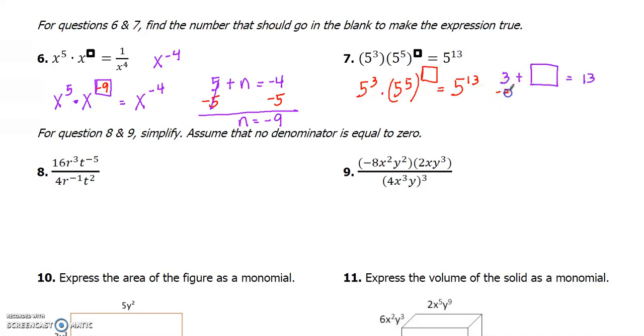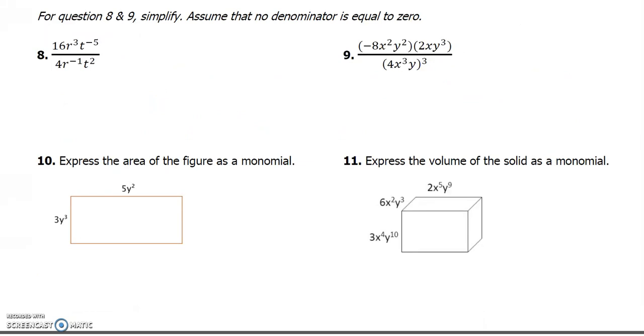I will have the 3 plus something is going to give me the 13. All right, well, let's get rid of this 3. And that way, this something, sorry, let's put an n here for number. 13 minus 3 is going to be 10. So we need this to come out to be 10. Well, right now there's 5, and if this is going to be an exponent, remember, an exponent raised to an exponent, I'm multiplying them. So what times 5 will give us the 10? Well, of course, it's going to be a 2. So my answer for number 7 would be 2.